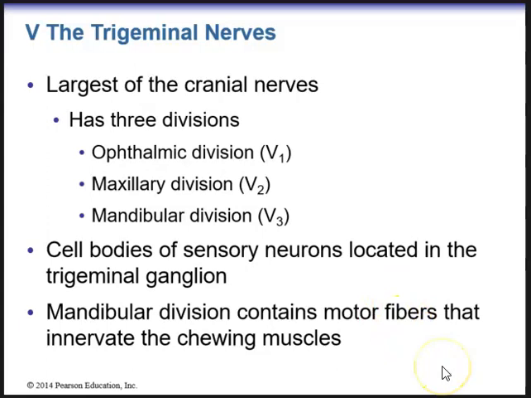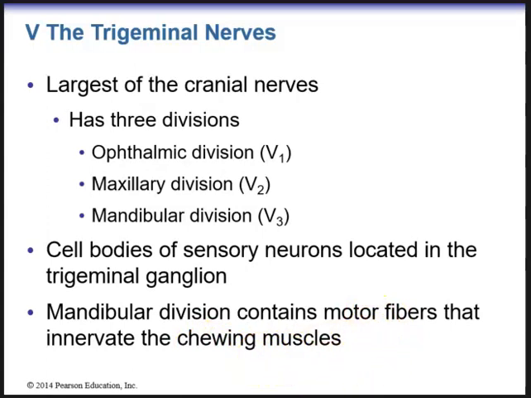So the next really important nerve that you definitely should know is the trigeminal nerve, or cranial nerve 5. This is the largest of the cranial nerves, has 3 divisions that we talked about. We have the ophthalmic division, or V1, the maxillary division, V2, and the mandibular division, V3. The cell bodies of the trigeminal nerve are located in the trigeminal ganglion. The mandibular division contains motor fibers that will innervate the muscles of mastication.